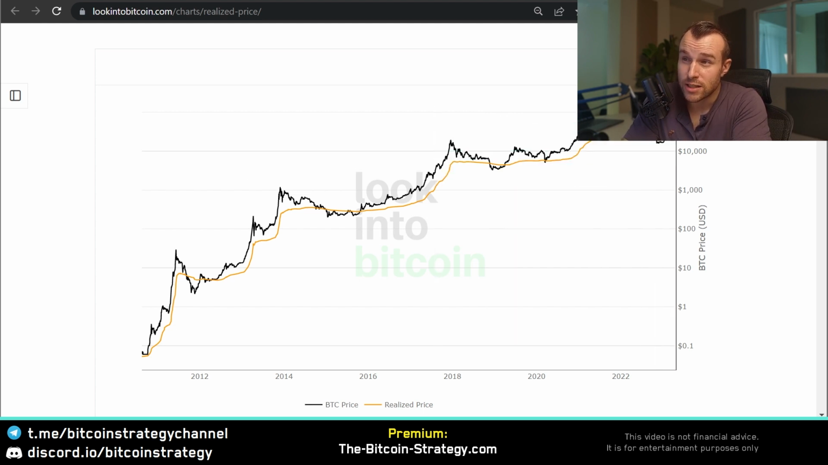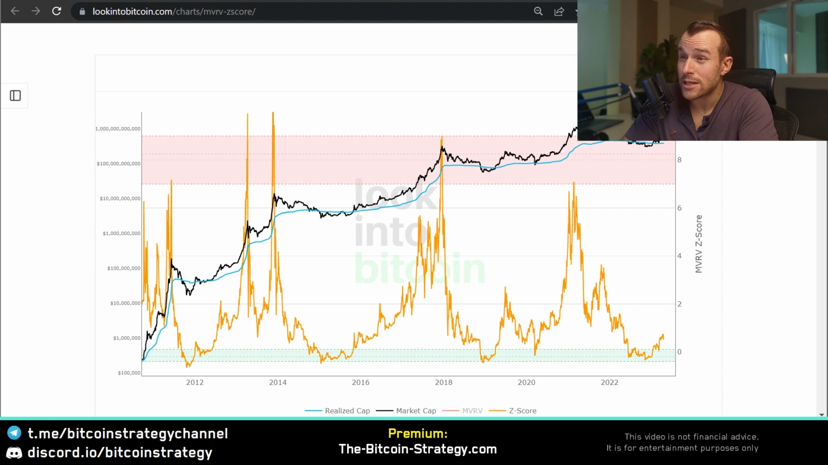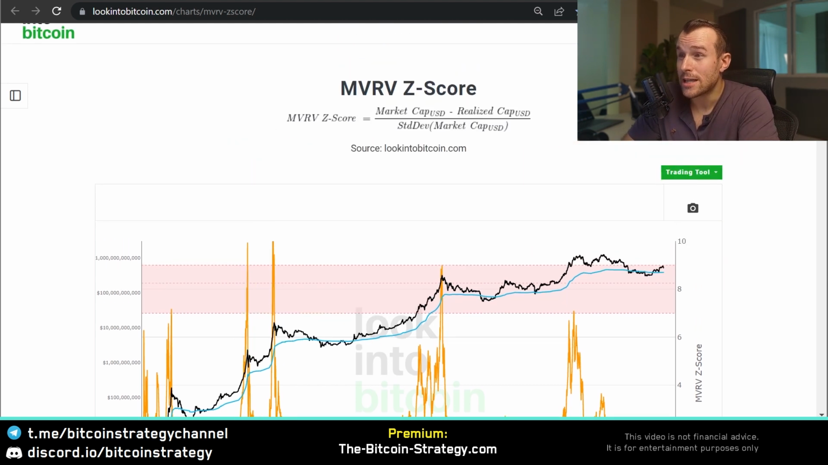The ultimate bottom signal is simply, where is currently the price relative to the aggregate market? Are we currently below the realized price or not? There is a slight variation of this, which also tries to identify the tops. I don't like that signal that much though, but I do want to show this. And that's the market value to realized value Z-score.